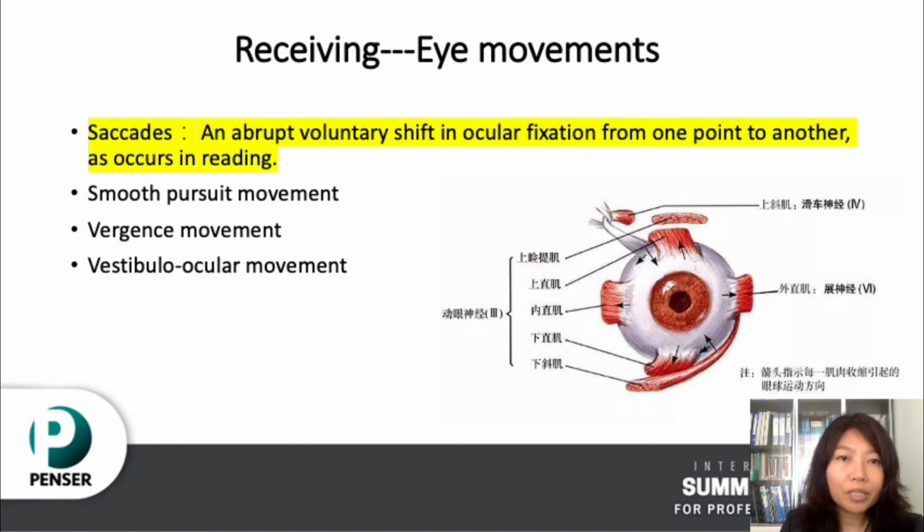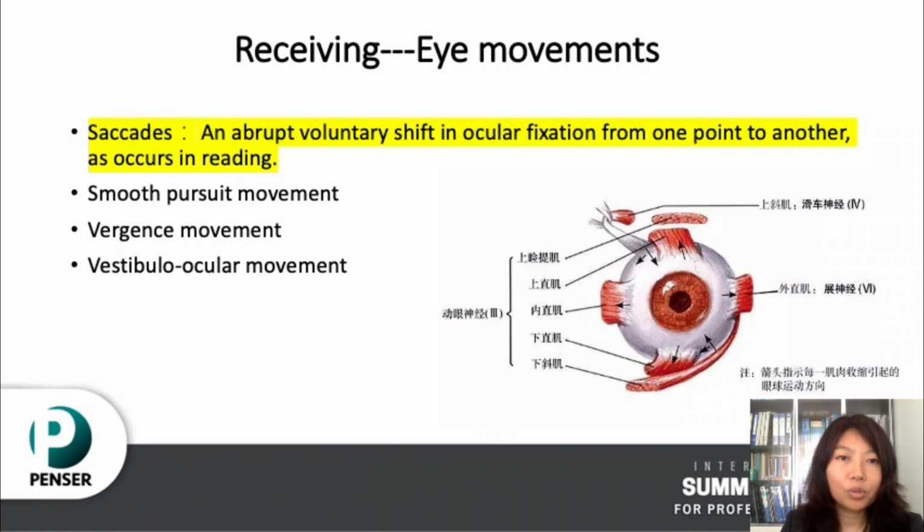So a very important eye movement in the classroom is called saccades. A saccade is an abrupt voluntary shift in ocular fixation from one point to another, as occurs in reading. This kind of eye movement is happening almost all the time, and it is said that, for example, in 1 second, we can have 3 saccades.